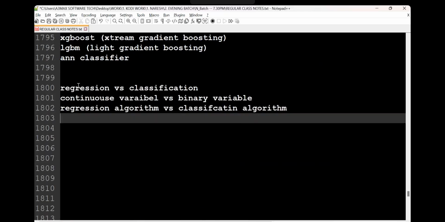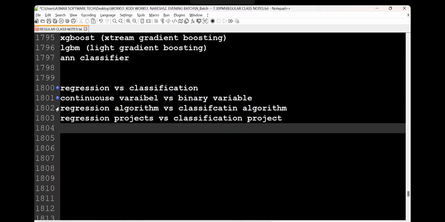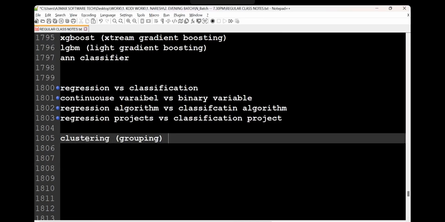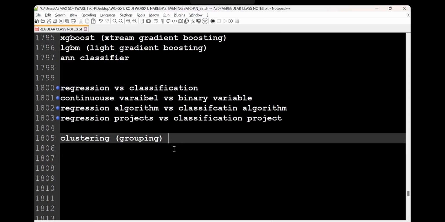Understand, guys? And after that, we talk about regression projects versus classification projects. So 1, 2, 3, 4. Honestly, how many of them understand? Raise your hands, offline team. Online team, how many of them understand? You did not understand? What is clustering? Clustering means grouping. So in this clustering, there is no dependent variable, guys.